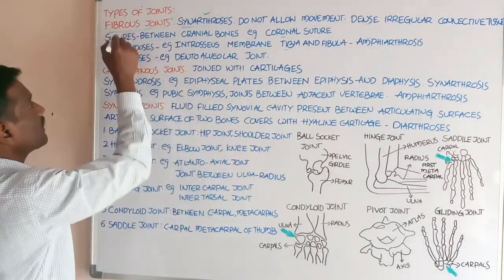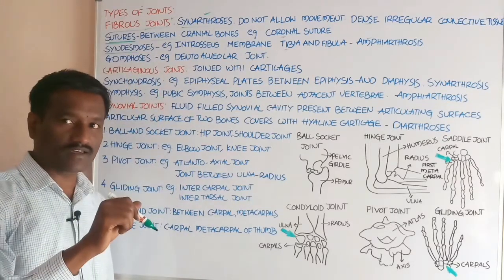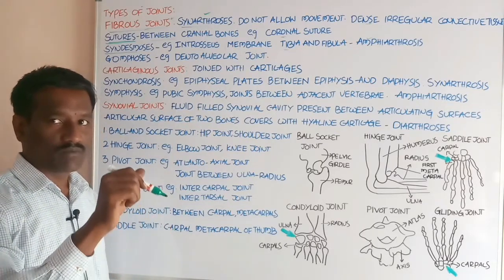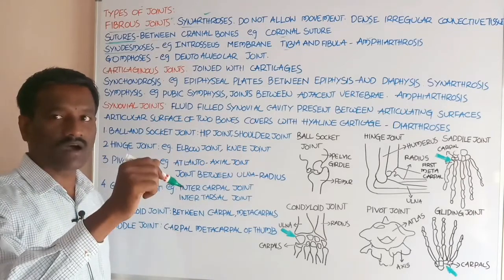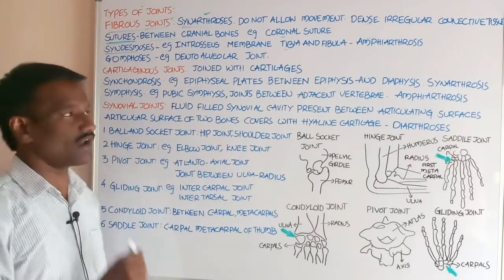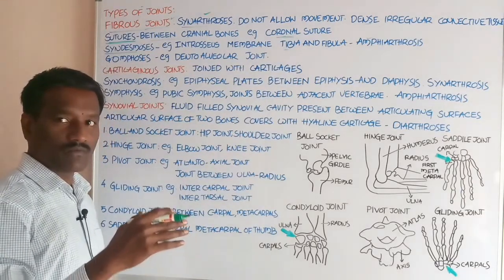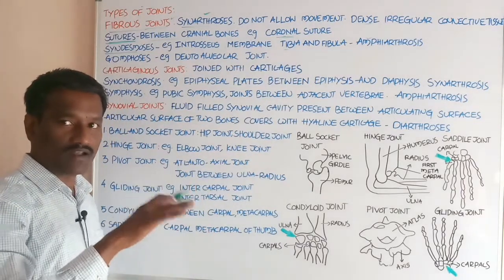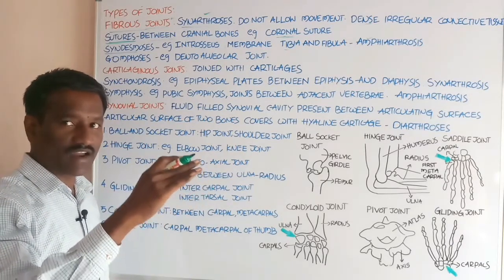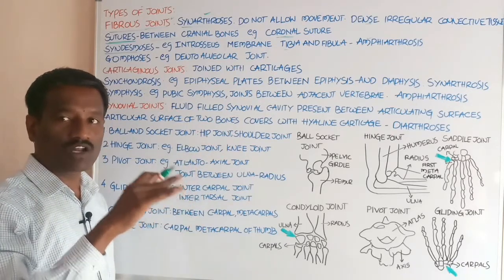Okay, students, these are of three types. The first one is the sutures. Sutures are thread-like joints, one type of fibrous joint, present between the cranial bones. For example, the coronal suture is present between the frontal bone and the parietal bone. The frontal bone is joined with the parietal bone with the help of the coronal suture.